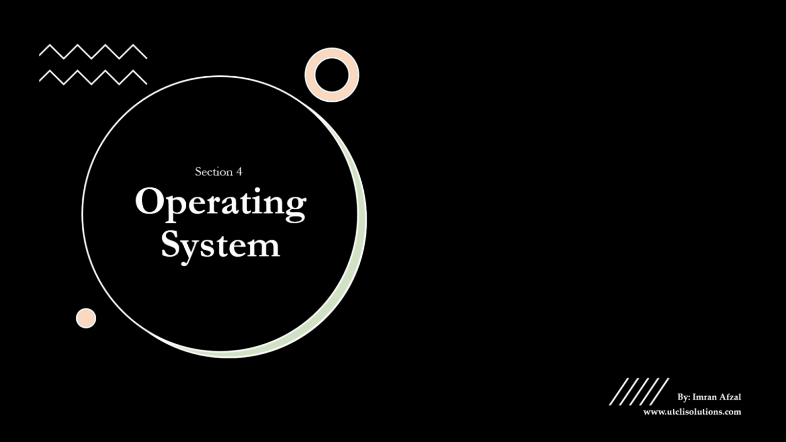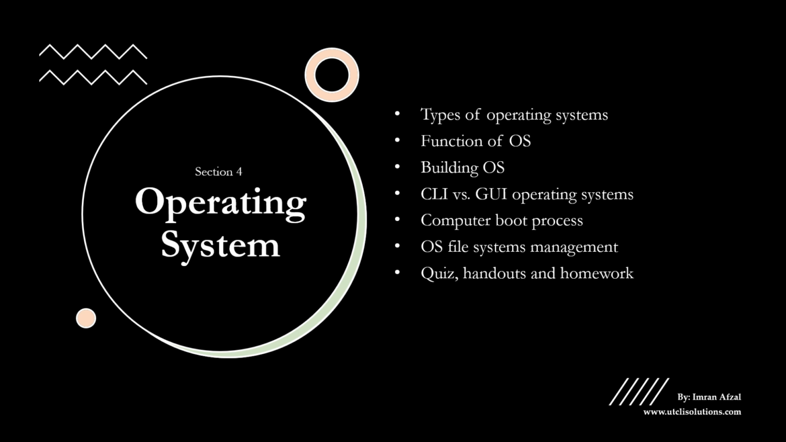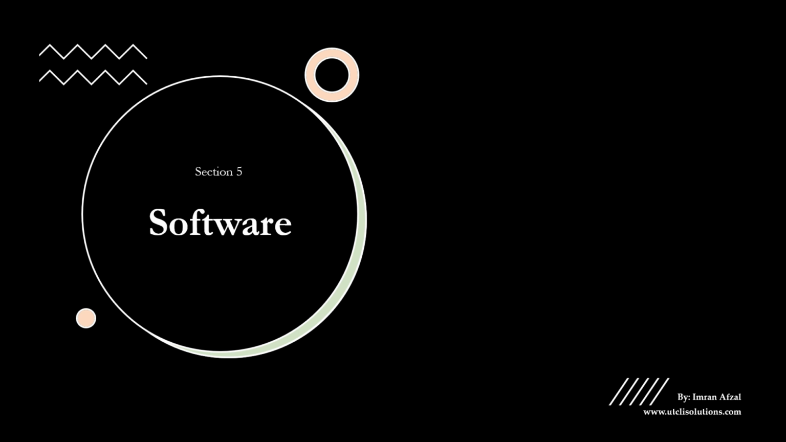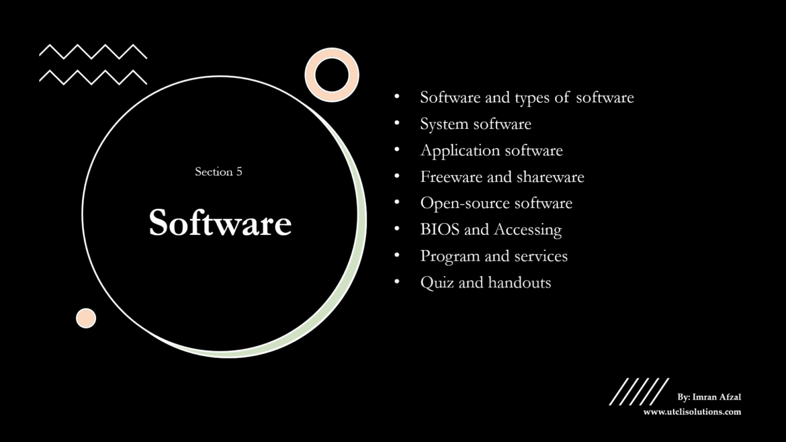Moving on to section 4, we'll talk about everything about the operating system, the types, the functions, the buildings, CLI and GUI operating system, computer boot process, and then we'll end with quiz and handouts. Then moving to section 5, which will be software and different types of software, system software, application software, freeware and shareware, open source software, BIOS and accessing the BIOS, program and services. So there are so many things you have probably heard about software. Hey, is this a free software? We'll talk about everything in this section.